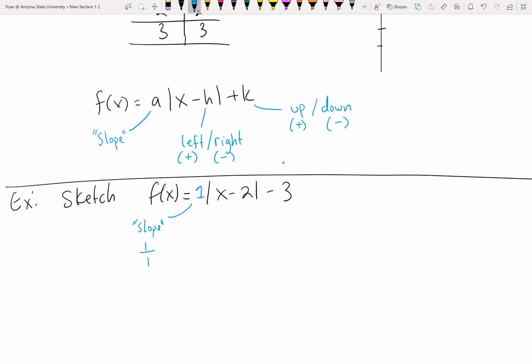Any number that's adding or subtracting to the x will go left to right, and it's sort of backwards to what we think. Since I see a -2, that's actually going to the right 2. And then the number on the outside here will go up and down, and it happens through common sense. So since it's a -3, we expect down 3. So one skill that we need is to be able to read these transformations. Now, assuming we have these transformations read, it's time to graph.